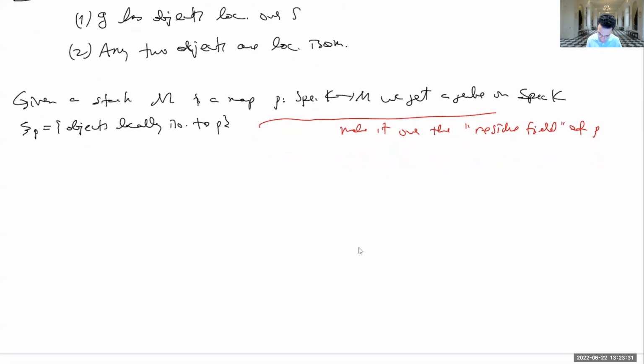All right. So if you do it this way, you get the more subtle version of this, which is called the residual gerbe. So there's a residue field for a point on a scheme. There's a residual gerbe for a point of a stack.